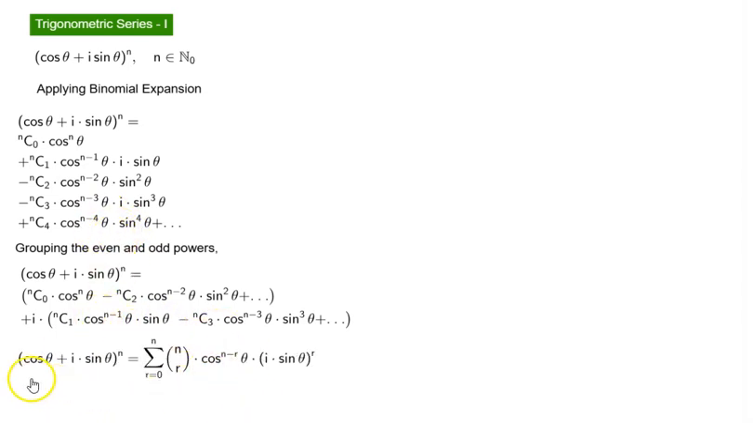So in the compressed form, we can write it as (cos theta plus i sin theta) to the power of n is equal to the summation r equal to 0 to n of the binomial coefficient n choose r times cos to the power of n minus r theta times (i sin theta) to the power of r. We end up with a real and an imaginary part. So let's focus on the real part first.